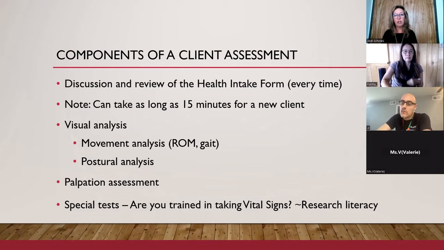And the majority of massage therapists are not trained in taking vital signs. If you are, bonus. You must have some other type of training. So if you are trained in how to take vital signs, you may want to be considering research literacy. Could you take their vital signs before and after a session? What a concept. That would be super cool.